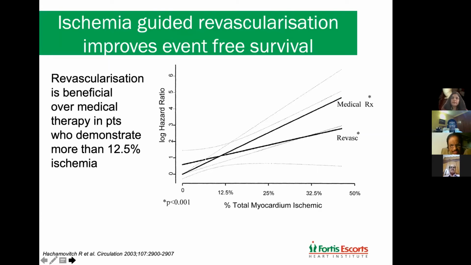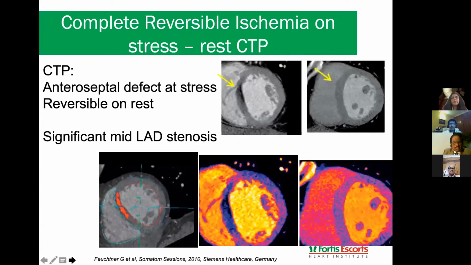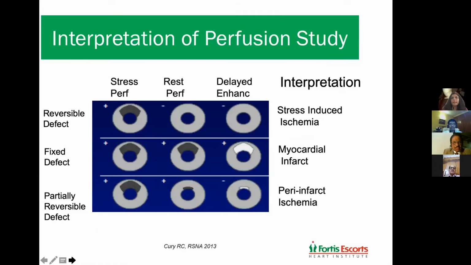Ischemia-guided revascularization, we know, improves event-free survival. So checking for ischemia is important, and CT allows us to do myocardial perfusion in a static and dynamic format. Here you can see that there is a complete reversible ischemia between stress and rest images of the CT perfusion. And the interpretation of perfusion is similar to most modalities, be it nuclear medicine, MRI, or CT.